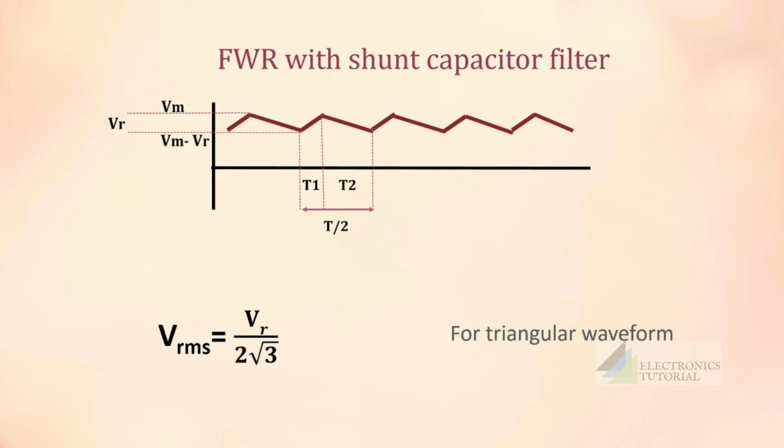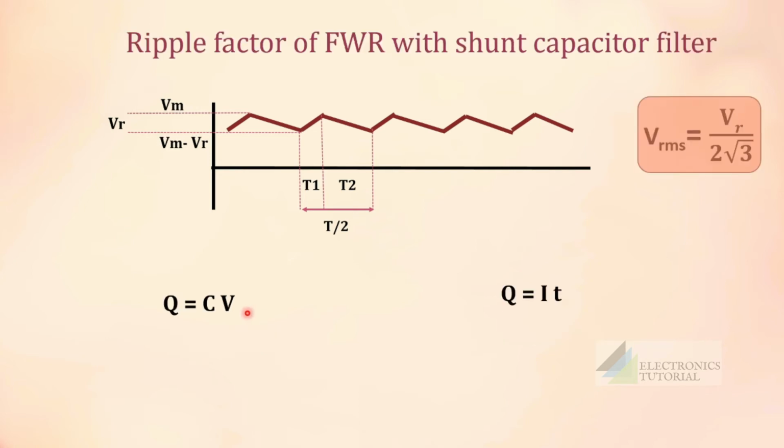In order to find the ripple factor, we'll first consider the RMS value of a triangular wave. It can be defined as Vrms is equal to Vr by 2 root 3. We'll now try to get an expression for Vr. We are familiar with these equations. Charge of a capacitor can be represented as CV, that is the product of capacitance and voltage. Similarly, we can represent the charge as current into time. Now, let us consider this section, that is the capacitor is discharging and after this point, it will be getting charged. So, for representing this charging condition, we can utilize this equation, that is the charge stored will be equal to C into the voltage of the ripple, Vr.